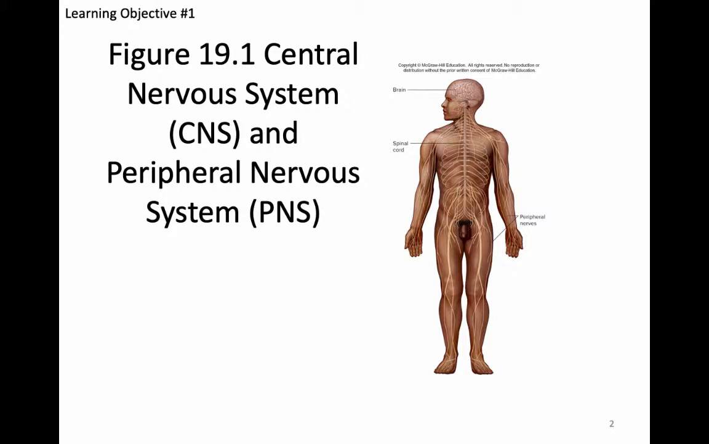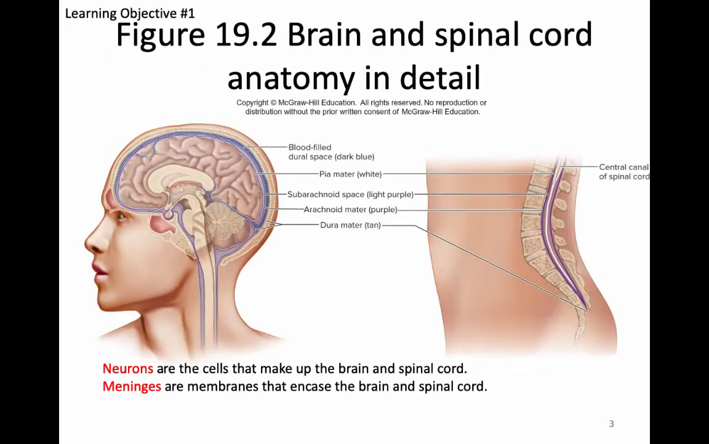And the CNS is encased in bony protections of the spinal cord, which is a series of vertebrae that are stacked on top of one another with the spinal cord running in between them. And the brain is encased in the skull. The neurons are the cells that make up the brain and spinal cord of the CNS, and the meninges are membranes that surround the neurons. So meningitis is inflammation of the meninges.